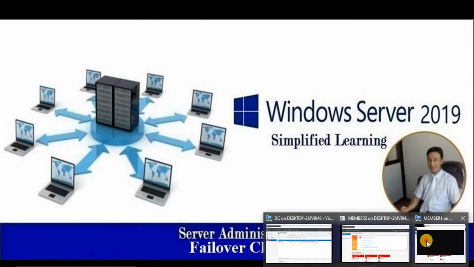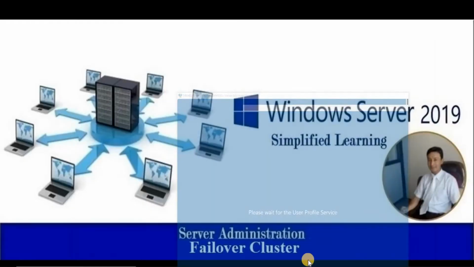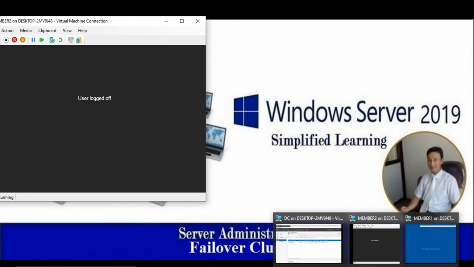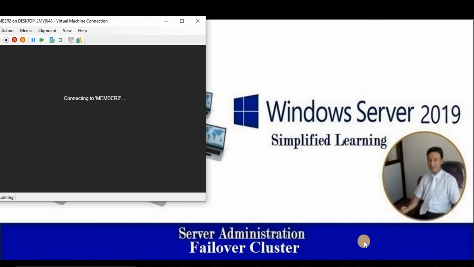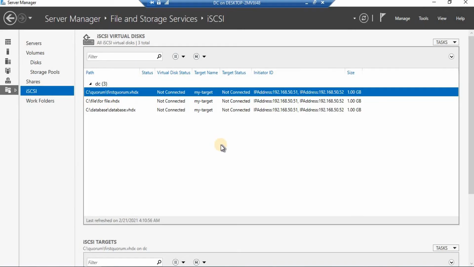I guess it's restarting. Okay, it's restarting over here. Now let's see the other member, member 2, as well. It is restarting. The next thing we need to understand is that we need to make sure that on both the member servers the iSCSI Initiator is initialized. I just wanted to show you that the information regarding them is also displayed in your iSCSI target.